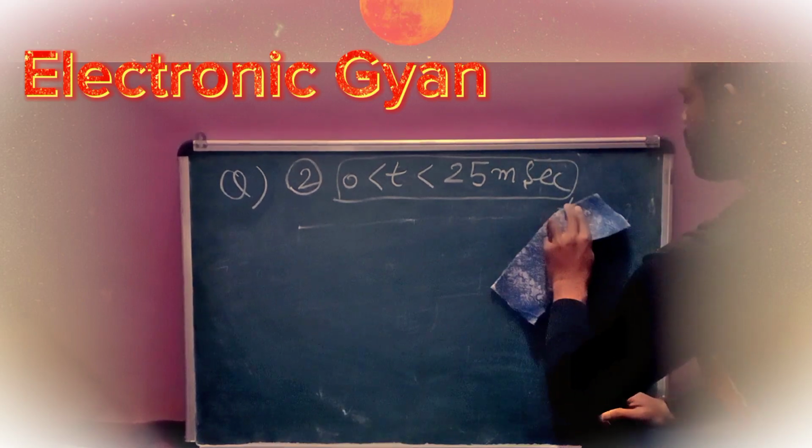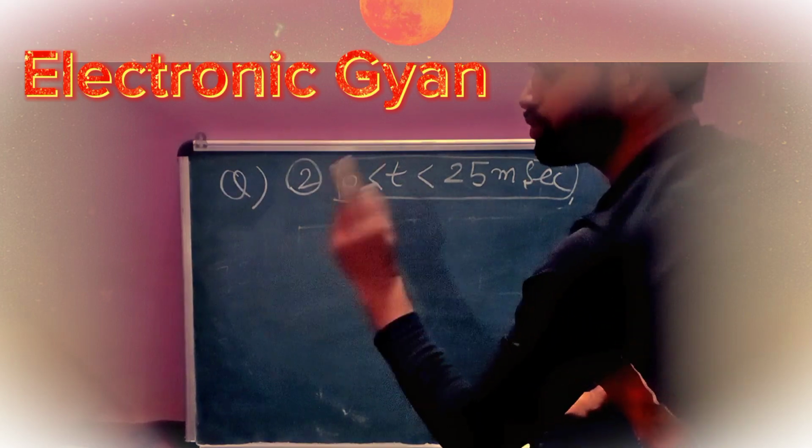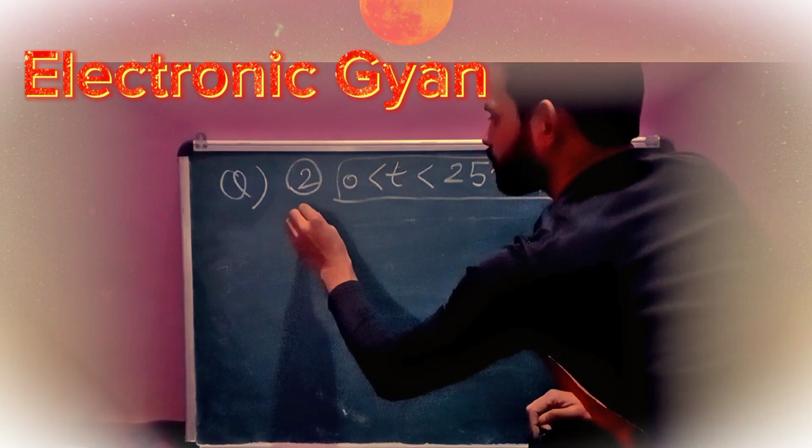Now we are left with two types of current that we have obtained. One, we have obtained the initial current.